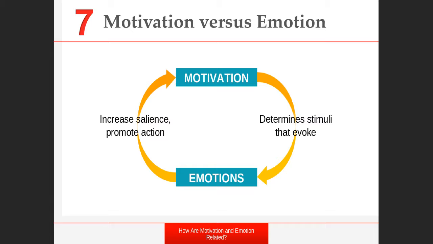On one hand, motivations help determine the kinds of stimuli that evoke emotional reactions. If some event has no implication for your goals, then you're unlikely to have strong feelings about it. On the other hand, emotions make particular motivations salient or important and promote action to fulfill those motivations. So as you can see, they work in a somewhat circular fashion, as is depicted on the slide.